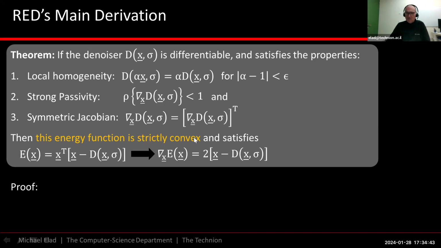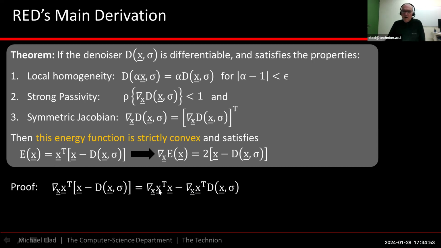It goes like this. Here is the expression I'm trying to take the derivative of. This is it. Okay, I'm opening it. It's the derivative of x transpose x and the derivative of x transpose D. Now, x transpose x, the derivative is 2x, very simple. This derivative is basically a derivative of multiplication. So it's a derivative of the first times the second, and the derivative of the second times the first, with a transpose.